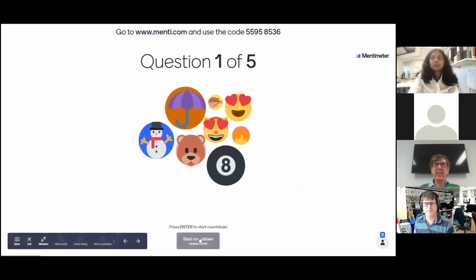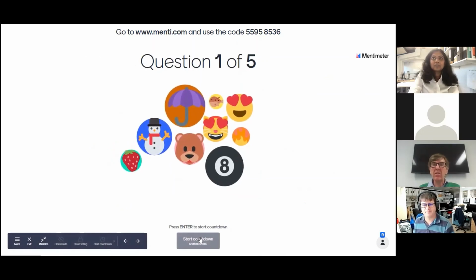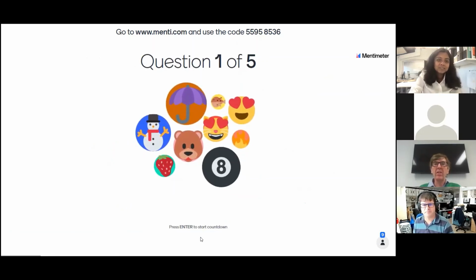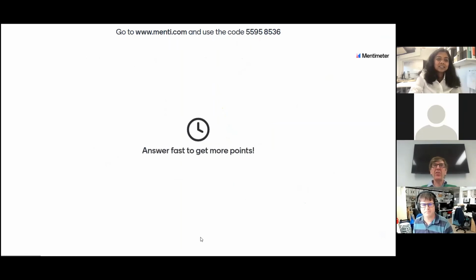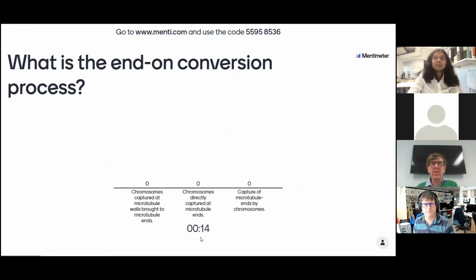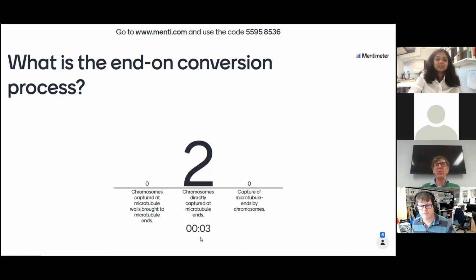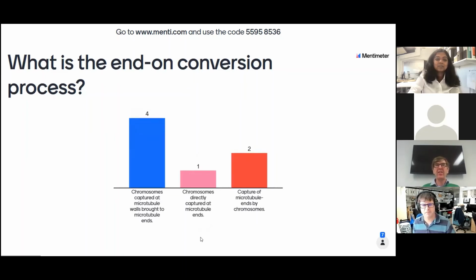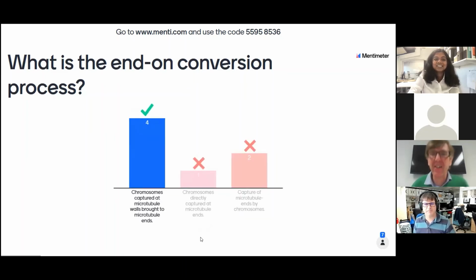Okay, and here are our participants. Here's the first question coming right up now. What is the end-on conversion process? Chromosomes are captured at microtubule walls and brought to the microtubule ends, or chromosomes are directly captured at microtubule ends, or capture of microtubule ends by chromosomes. Which one of these is the correct answer? And right, four good answers there. Right, excellent.